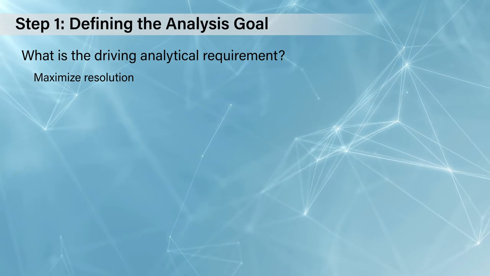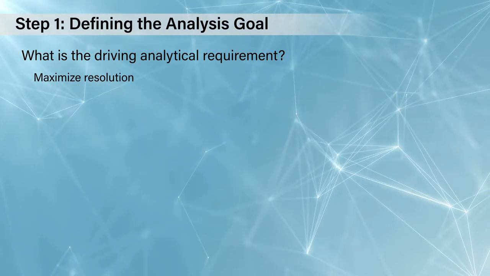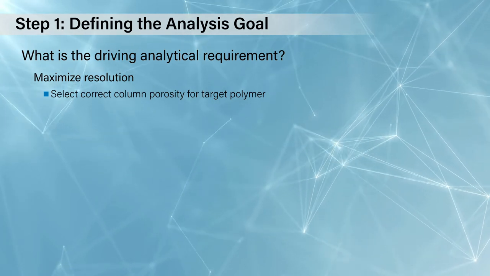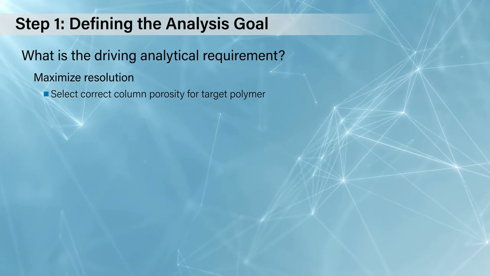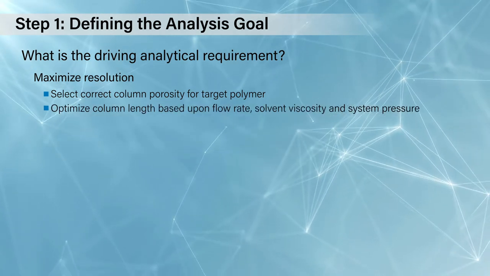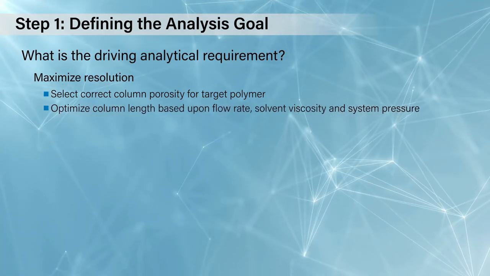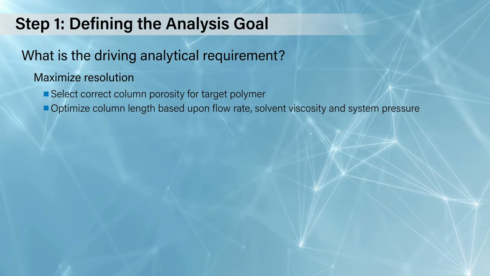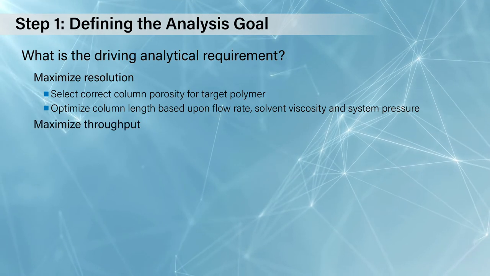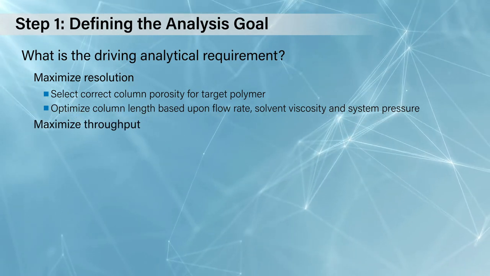So if your maximum resolution is your key requirement, then first of all, we must select the correct column type and porosity for the target polymer molecular weight distribution. We then optimize the column bank based upon the combination of the solvent viscosity, the desired flow rate, and the available system pressure. If speed is our goal, we want to maximize throughput.